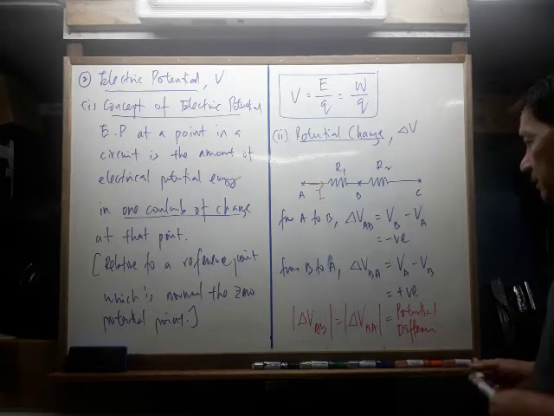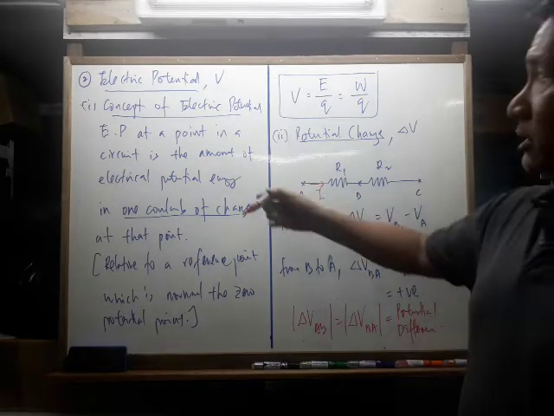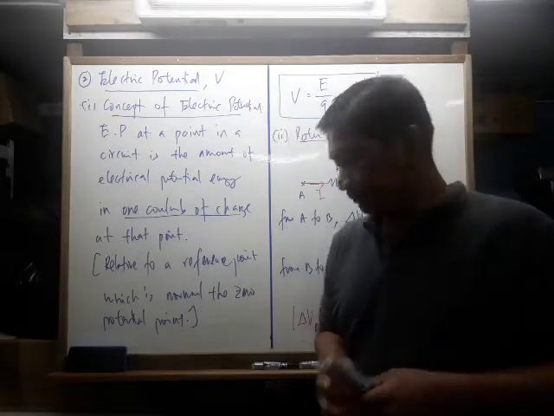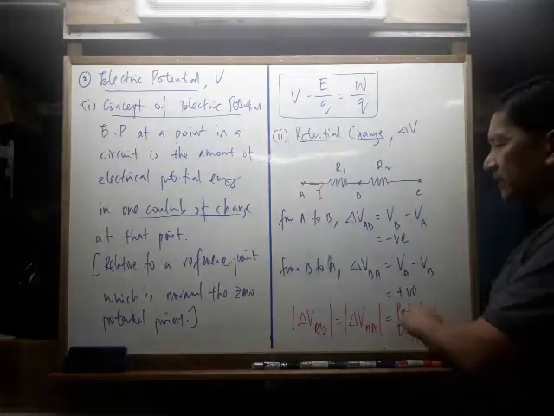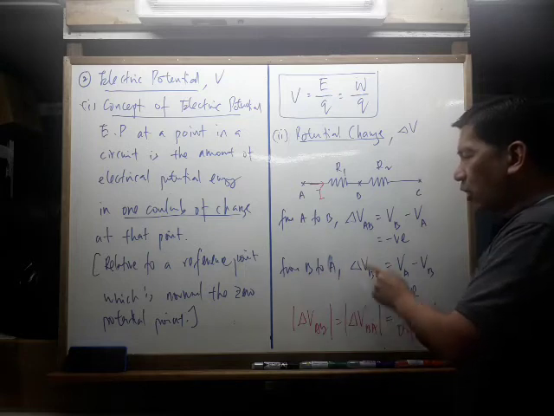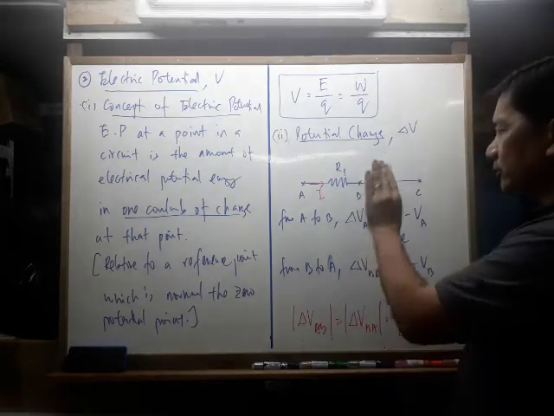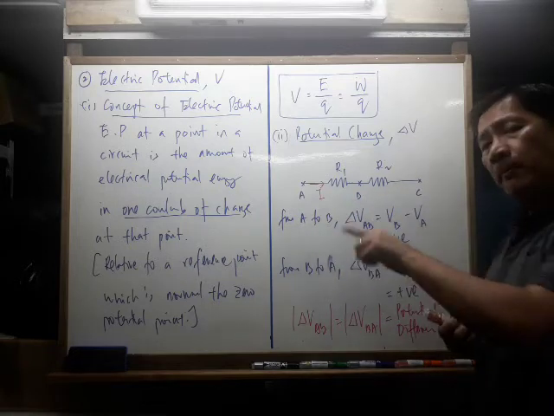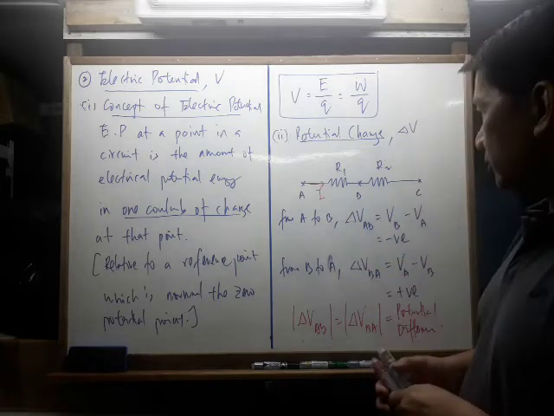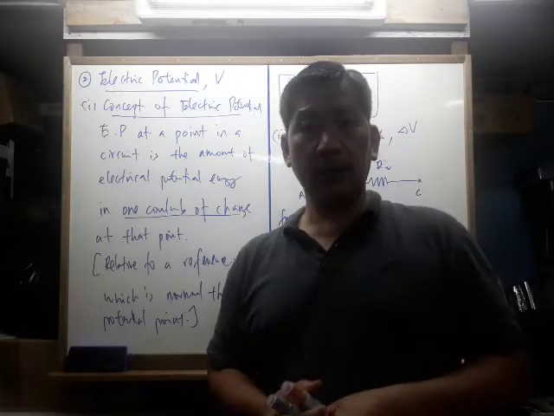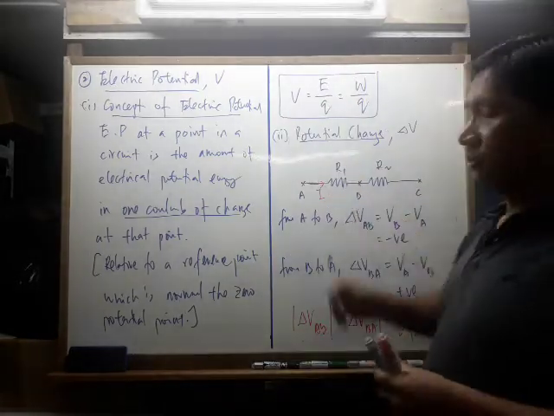That is normally given the same symbol, V, except potential difference normally refers to the magnitude of the potential change. So just remember, potential change means the final potential minus the initial potential. That is the second one, the potential change.